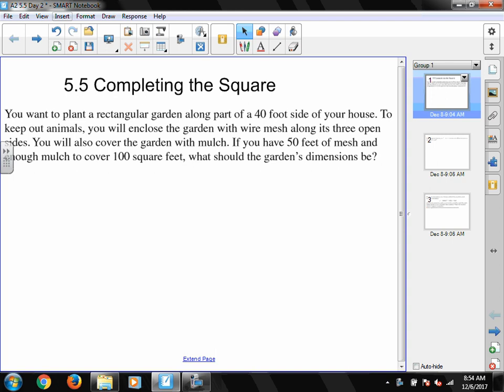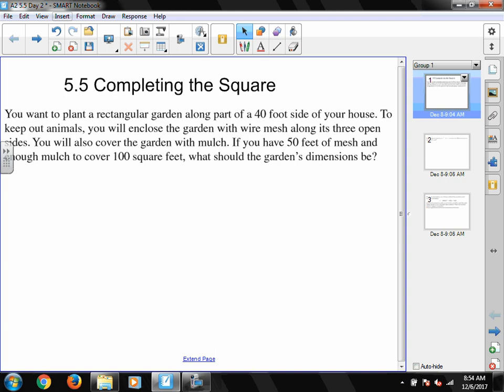You want to plant a rectangular garden along part of a 40-foot side of your house to keep out animals. You wish to enclose the garden with wire mesh along its 3 open sides. You'll also cover the garden with mulch. If you have 50 feet of mesh and enough mulch to cover 100 square feet, what should the garden's dimensions be?